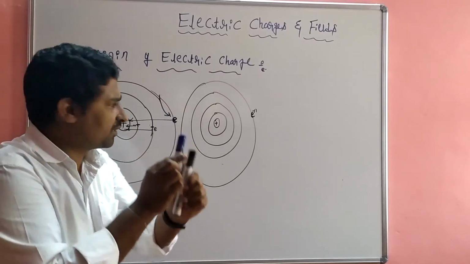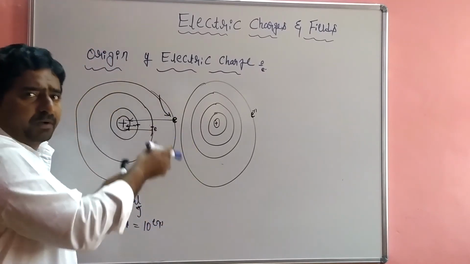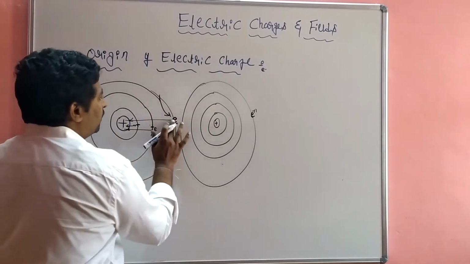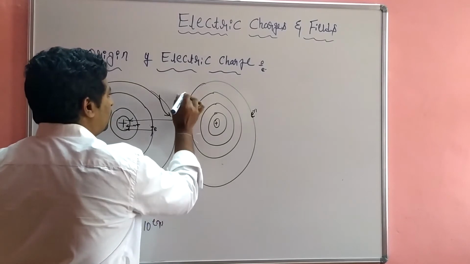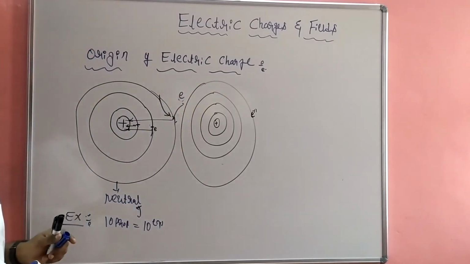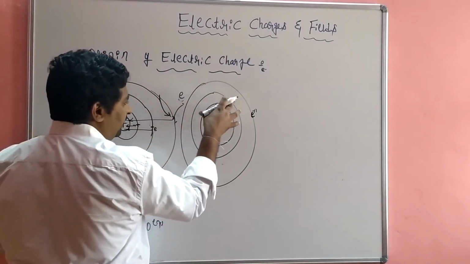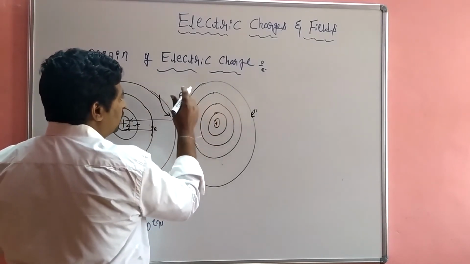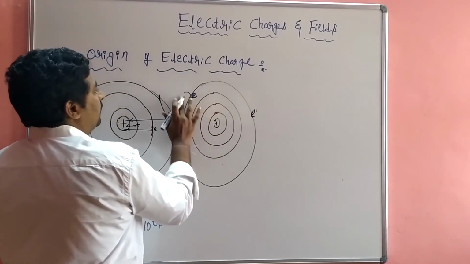When the two atoms are rubbed, one has its own property to lose the electron. Losing the electron, it is neutral. This will be one property. The other property is to gain the electron.